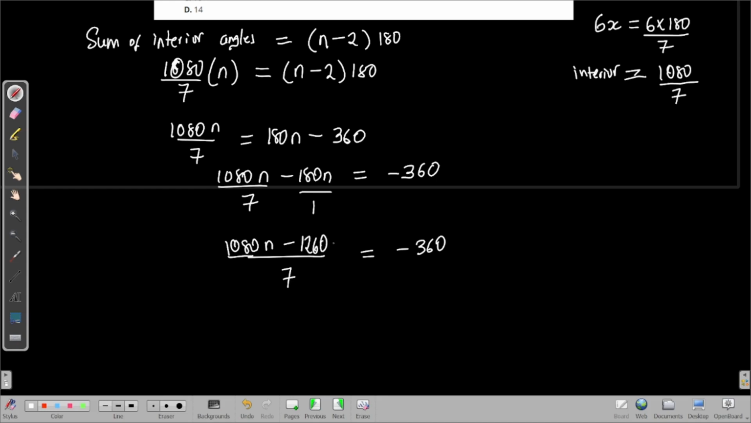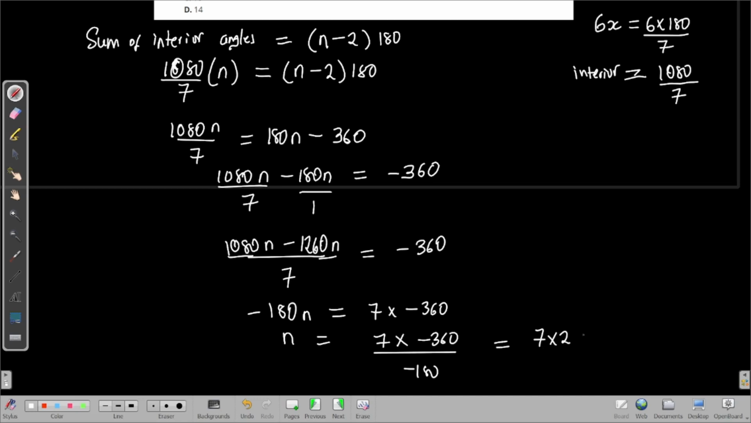So 1080n minus 1260, that's 180. So 180n is equal to, sorry, minus 180n is equal to 7 times minus 360. So it means that n is equal to 7 times minus 360 divided by minus 180, and that's equal to 7 times 2, and that's 14. Okay, so this is quite tricky.